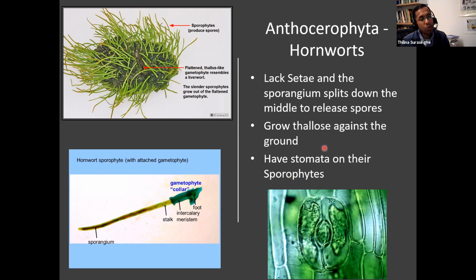And these guys actually have not just spores, but actual stomata. This is an actual stomata taken from a hornwort. But those stomata are not located in the thallus, not in the gametophyte, but in the sporophyte. And that stomata can open and close as needed.